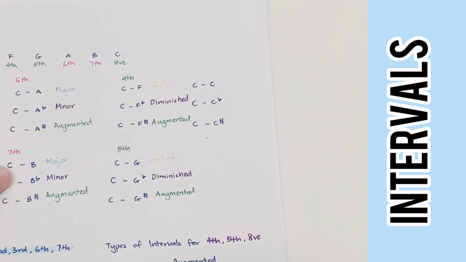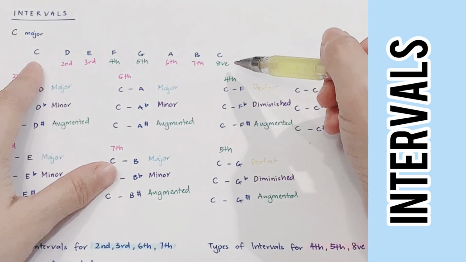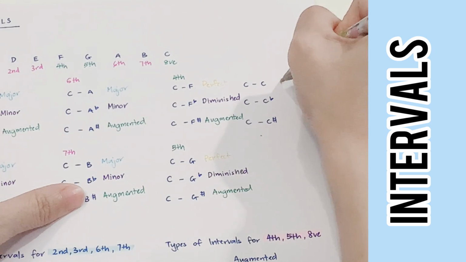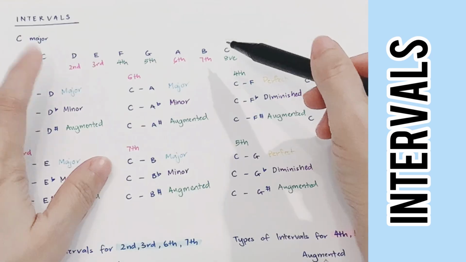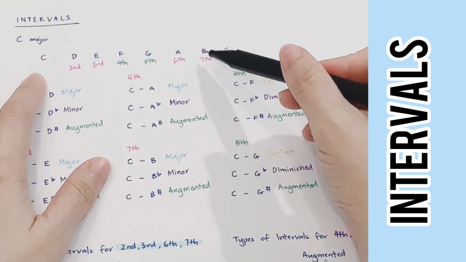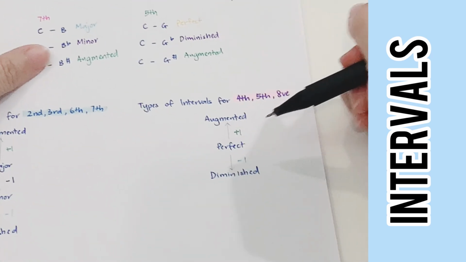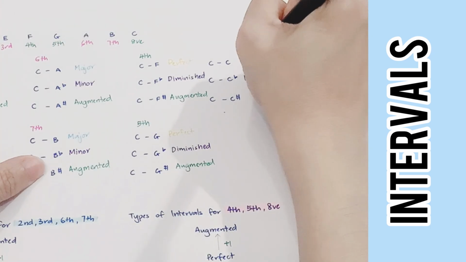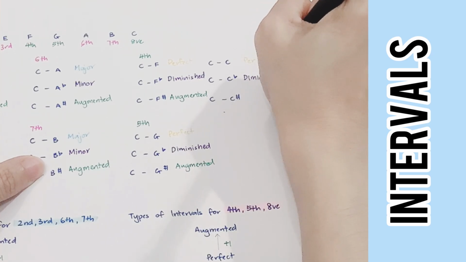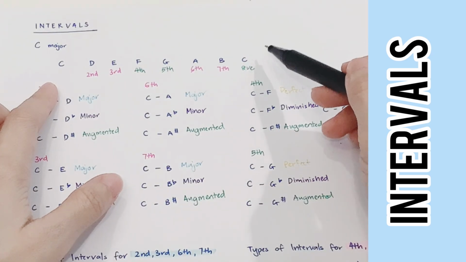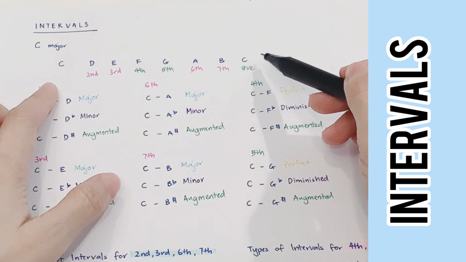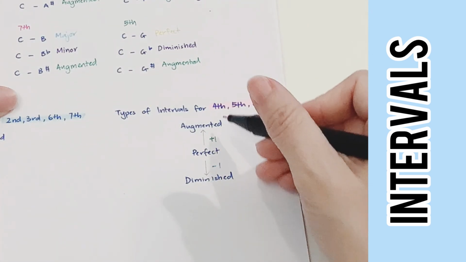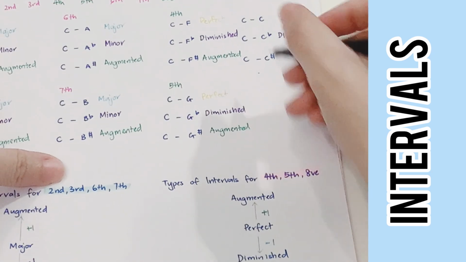Finally, we have the octave. C to C is a perfect octave. C to C flat, which is enharmonic B. Reduce a step from perfect is diminished. C to C sharp. Increase a step from C, so one step up from C, it's an augmented.